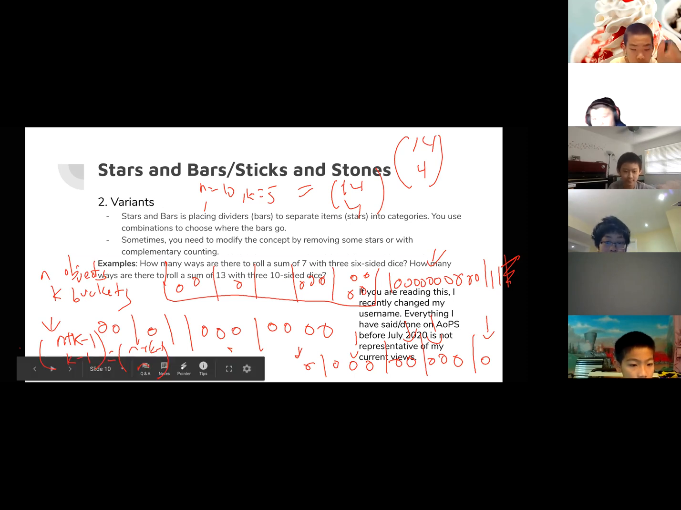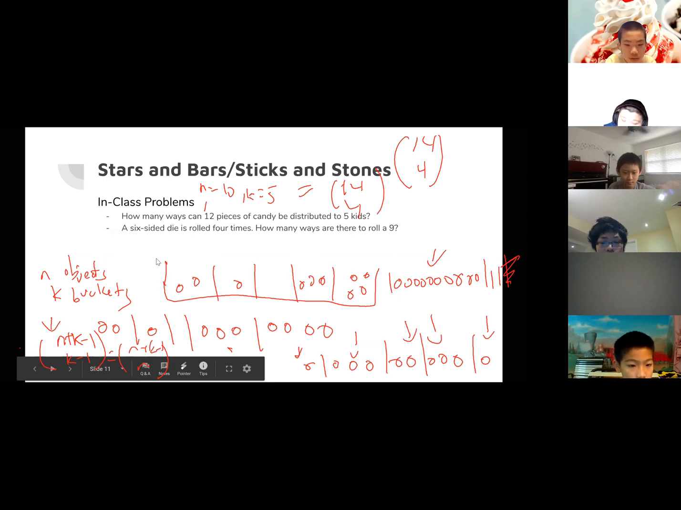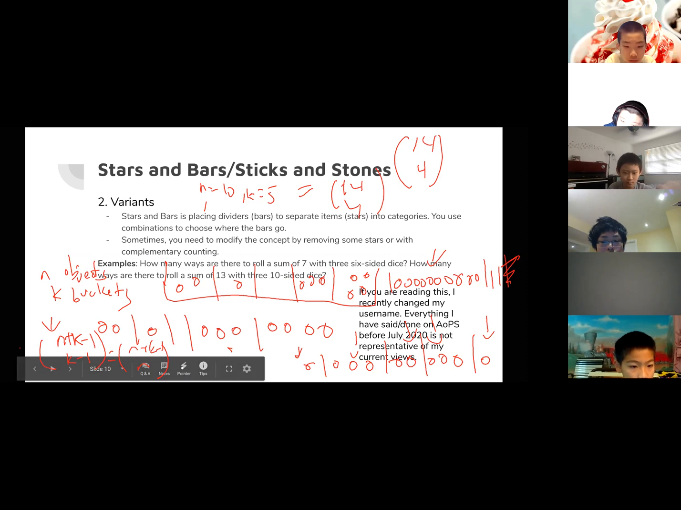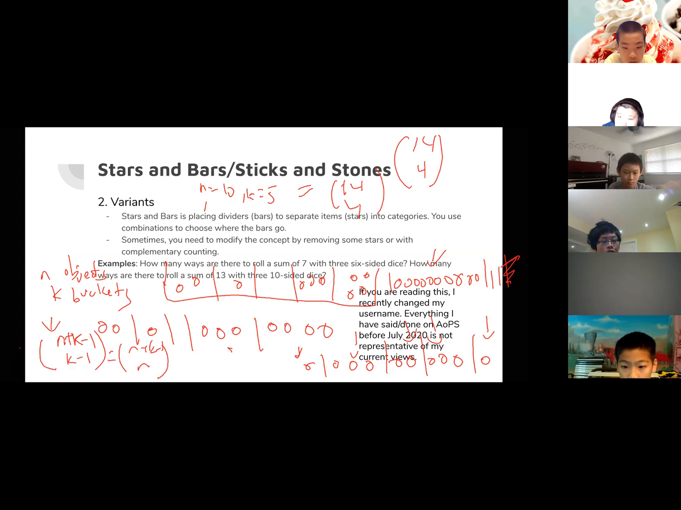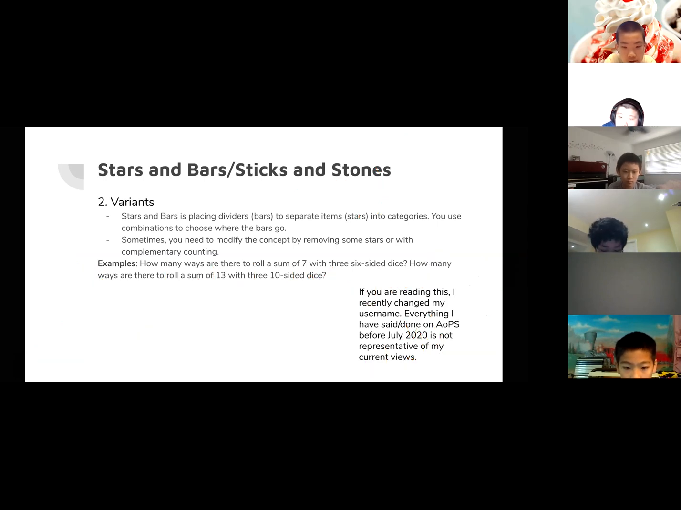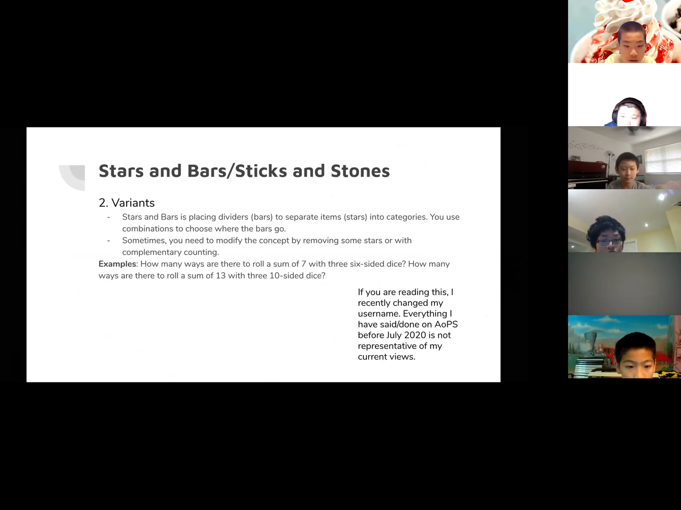So it's placing dividers or bars to separate items or stars into categories, and you use combinations to choose where the bars go. Sometimes you will need to modify this concept by removing some stars or using complementary counting. So how many ways are there to roll a 7 with 3 6-sided dice? How many ways are there to roll a 13 with 3 10-sided dice?